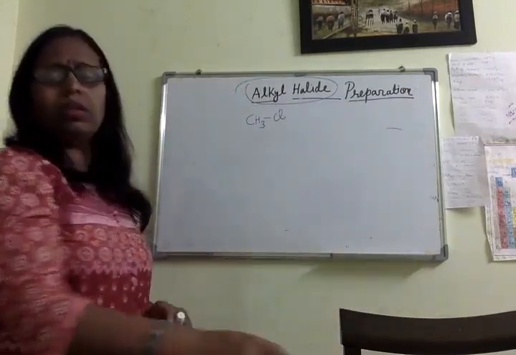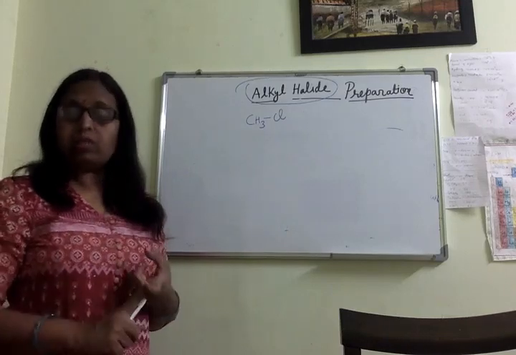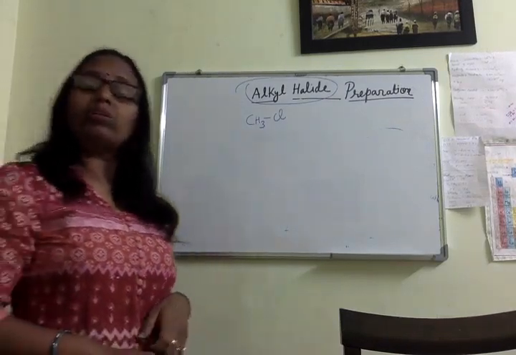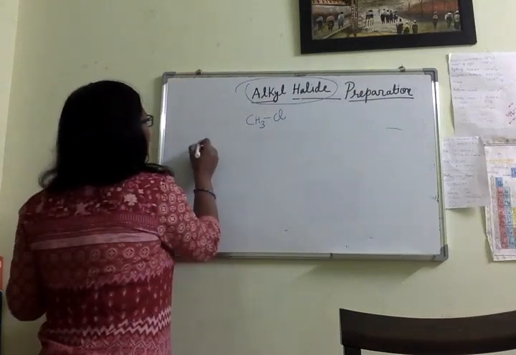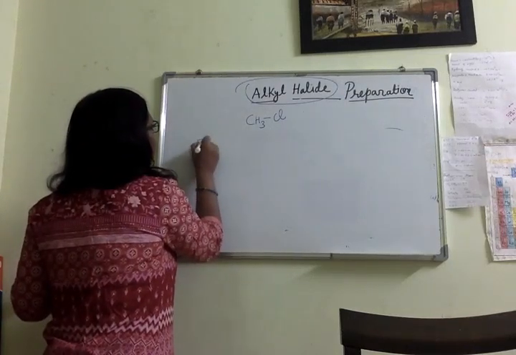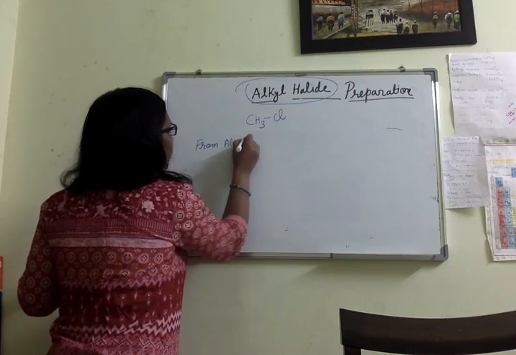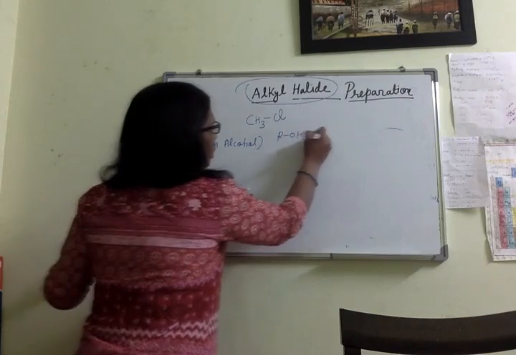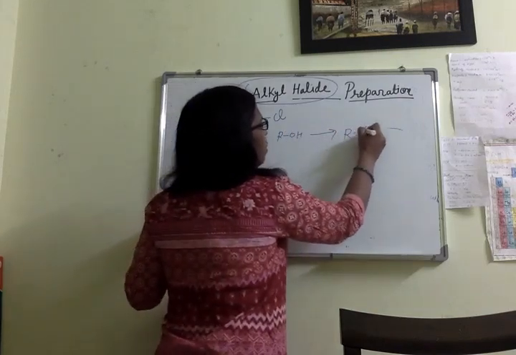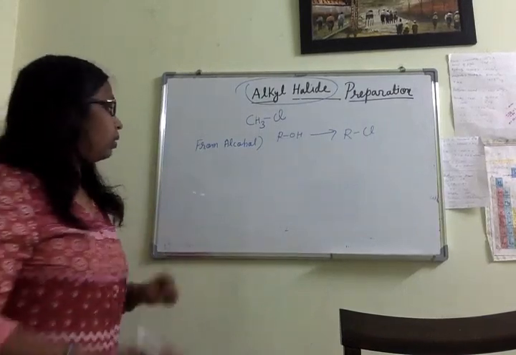From alcohol, there is a very important topic because this year, in 2024, one question came from this method. Okay. Preparation of haloalkane from alcohol. It means ROH changes into RCl, RBr, with any halogen. How?